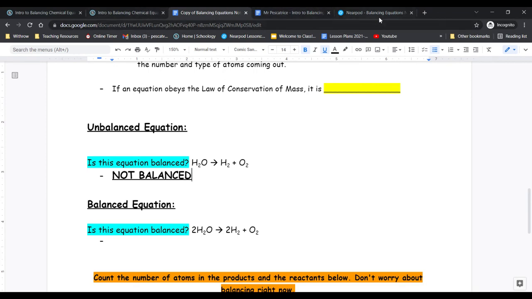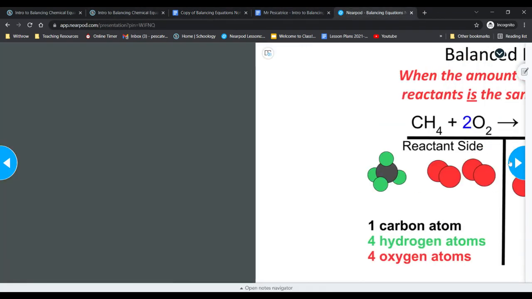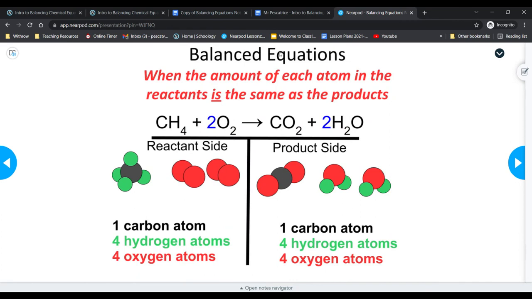So speaking of balanced equations, here's what they are. It's when the amount of atoms in the reactants is the same as the products. So I did this drop down line again, and you can see in here that I added 2 coefficients. I added one with the oxygen in the reactants, and I added one with the products and the water molecule. What that does is change the total number of each atom and will make them equal on both sides of the equation.